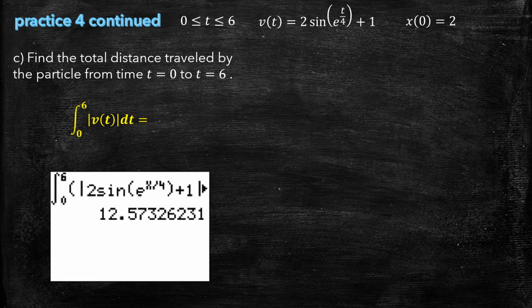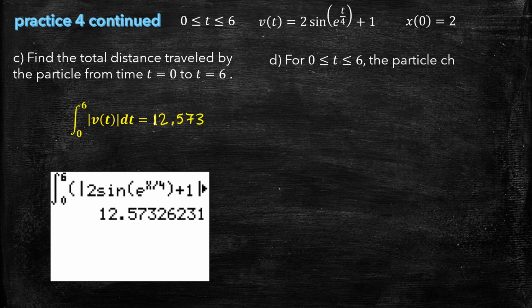Oh, I forgot to mention, you must be in radian mode when you're dealing with trigonometric functions. So if your answers were not matching from before, that's maybe because you're in the wrong mode. So the distance traveled is 12.573 units.